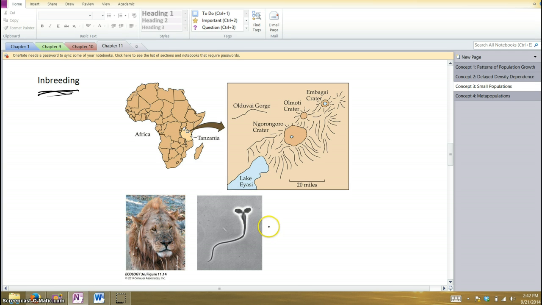It decreased the fertility of the population, and here's the example. Here is a sperm cell from one of the males that has two parts on it, two heads, if you will, and so that's going to be a defective cell that's not going to really function.